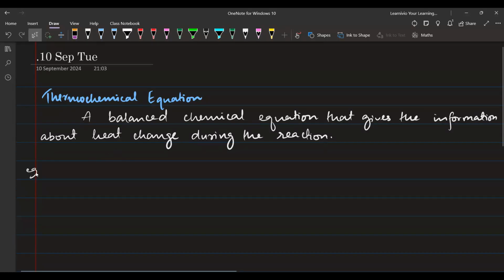Just देखिए, for example, carbon which is solid plus oxygen which is gas, and it gives CO2. So we are writing the equation for the formation of carbon dioxide, and it has been given delta H is equal to minus 393.5 kilojoule per mole.